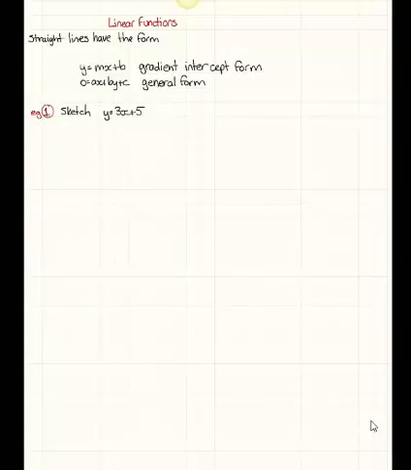Straight lines generally have the form, or we write them, as y equals mx plus b. And the reason we do this is because that's the gradient intercept form. So if you've got it written in the form y equals something x plus something else, the m is the gradient and the b is the intercept, and you can read them straight off the equation.